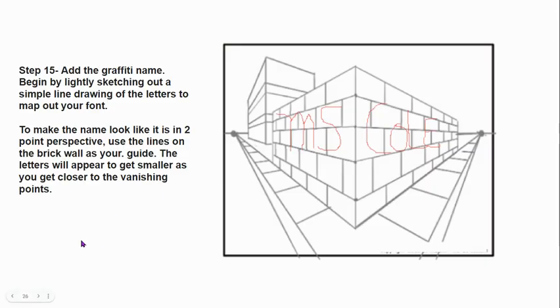Next, you will add your graffiti name. So begin by slightly sketching out a simple line drawing of the letters to map out your font. To make the name look like it is in 2-point perspective, use the guidelines on the brick wall as your guide. The letters will appear to get smaller as you get closer to the vanishing point. So put your ruler on your vanishing point and then put it on the top for the top part of your letter, and then the bottom for the bottom part of your letters, and so forth.